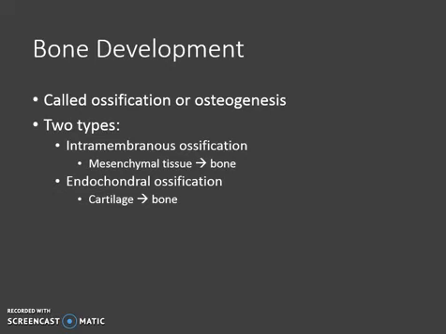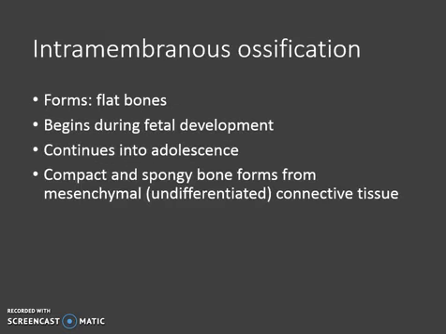So let's take a look at intramembranous ossification first. Intramembranous ossification is used to form the flat bones in the body, for example, the bones in the pelvis and the bones in the skull. It begins during fetal development, so it begins prior to the birth of a baby, and it continues into adolescence.